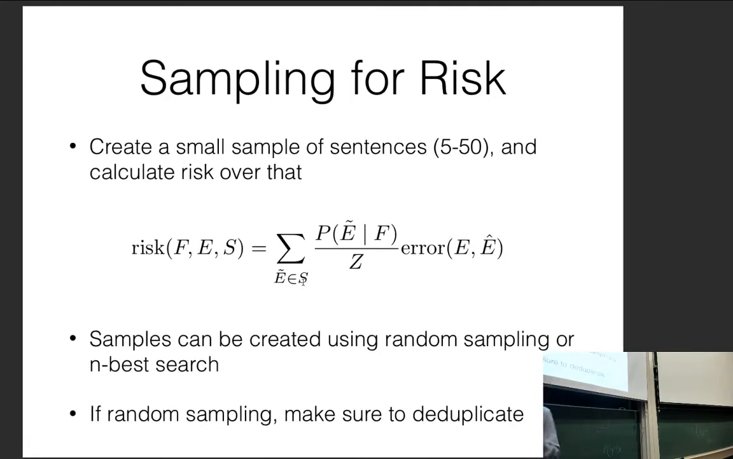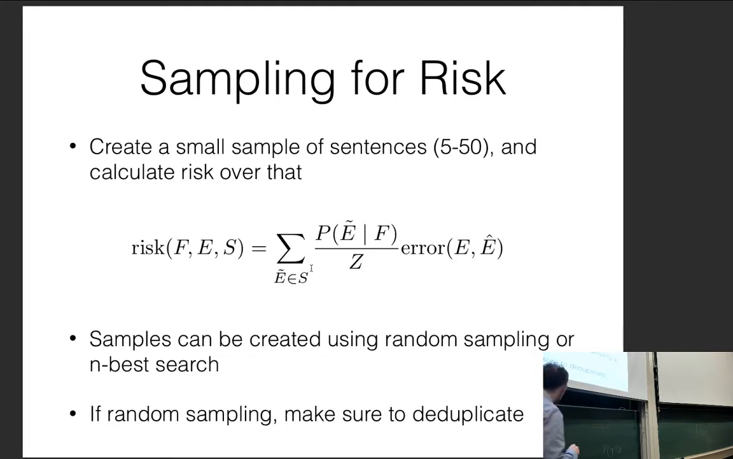So I went over this. Yeah, sorry, go ahead. What is the Z there? So that's a good question. The Z is a normalizing constant. There are two ways you could think of using this Z. The first way is by just normalizing over all of the outputs that you could possibly be considering. Another way is by normalizing over all of the outputs in your sample here.